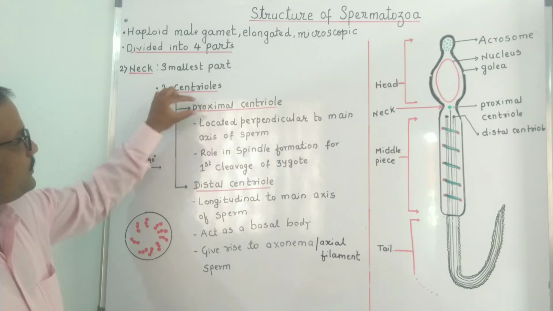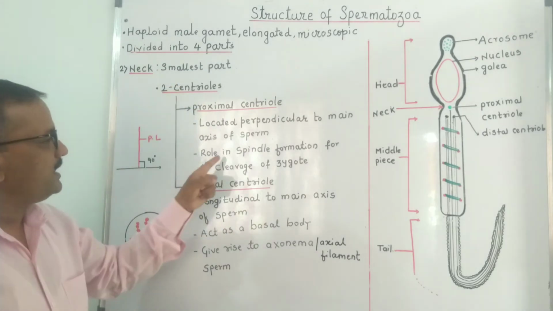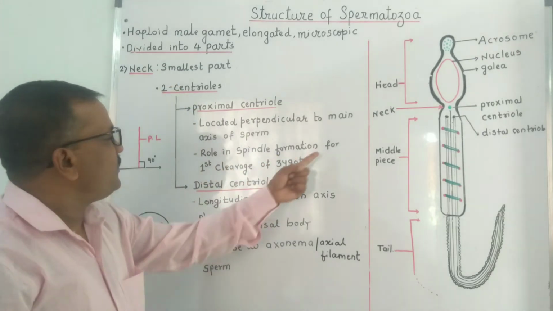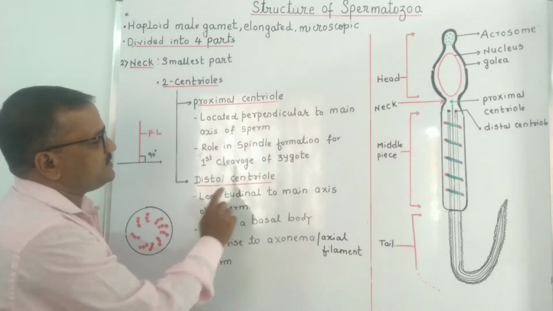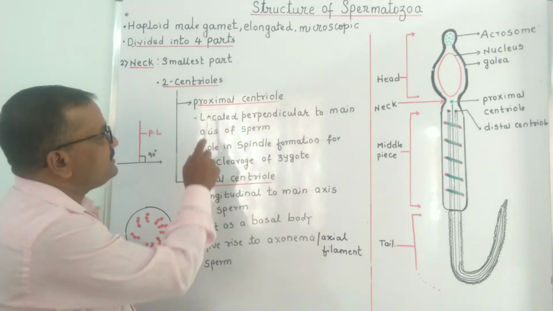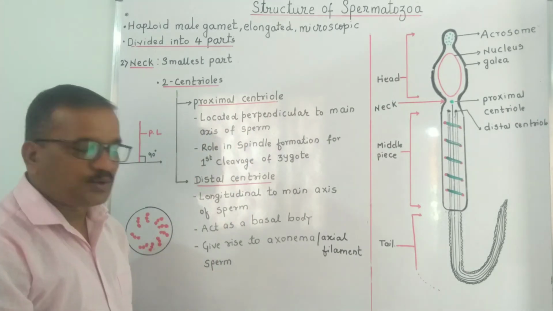Next point is that the proximal centriole plays an important role in spindle formation for the first cleavage of the zygote. So when the first cleavage takes place, at that time this proximal centriole plays an important role.